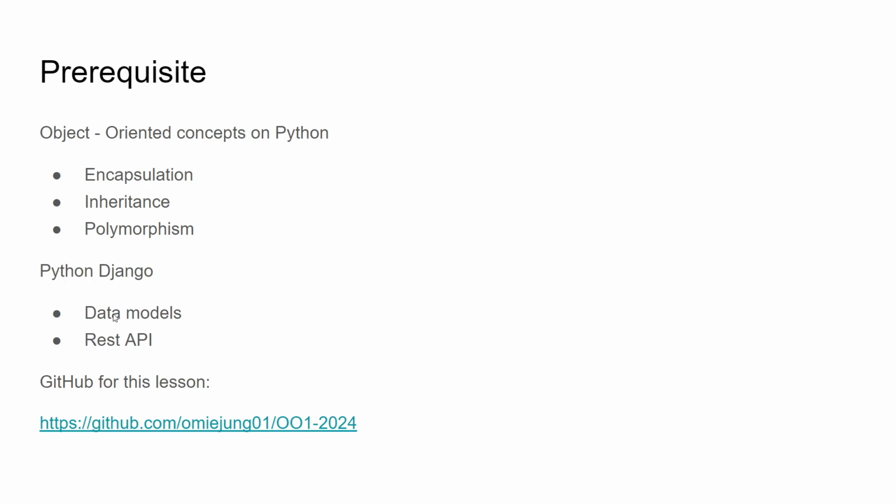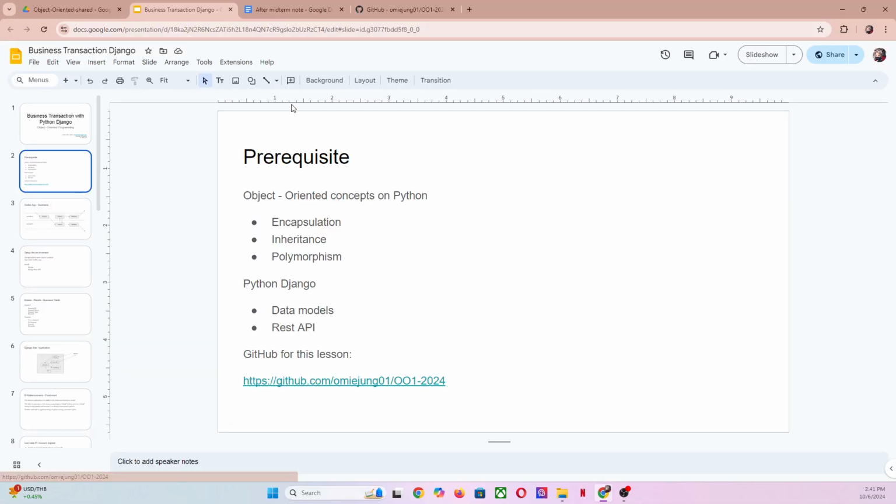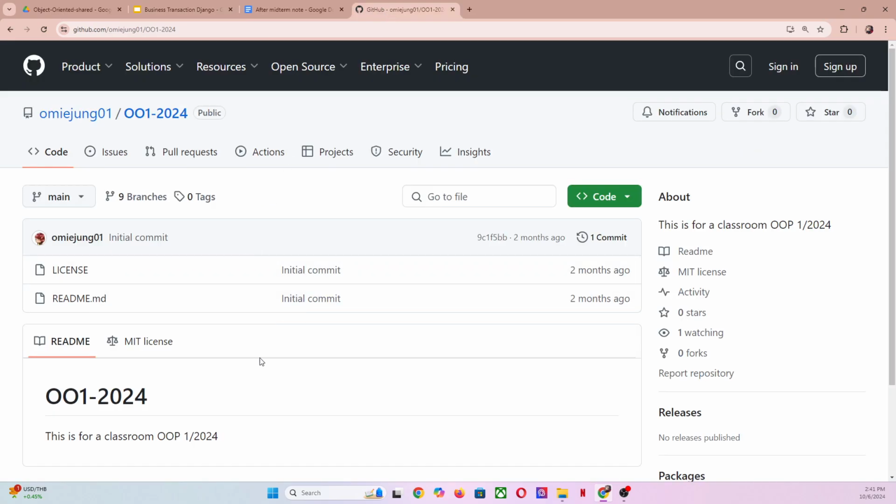Okay, so you need to know data model. I mean, we want to create the database to collect the data, and then the REST API. So these two concepts of the Python Django, we did in the previous tutorial already. Okay, so today the GitHub is going to be this location. So I have the location here.